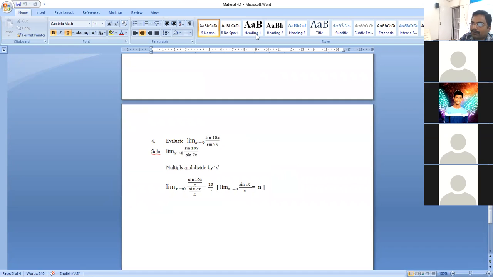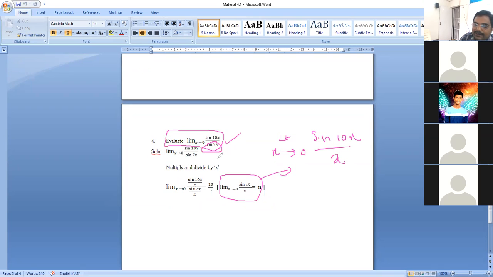So here the problem is this: evaluate limit x tends to 0, sine 10x by sine 7x. We have to use this formula: limit theta tends to 0, sine n theta by theta equals n. But this form is like this. So limit x tends to 0, sine 10x by... it should be like this, then only you can apply this formula. But here the denominator is sine 7x.